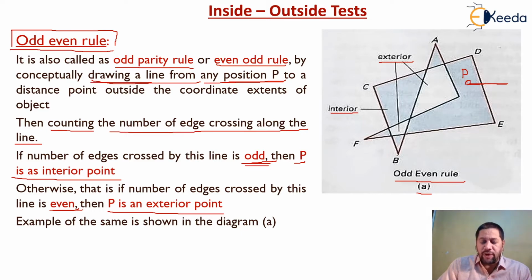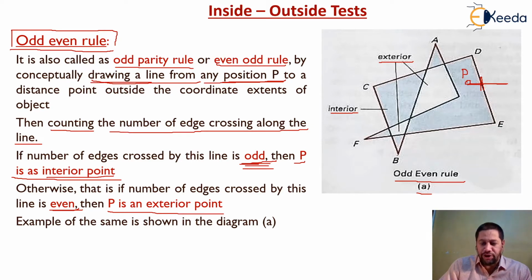Now what I have to find out is to count the number of edges crossing along the line. So along this line from P, how many edges is it crossing? It is going to cross one edge. This is my first edge which it is going to intersect. After that, is it crossing any edge? No. So the number of edges it is going to cross is one. If the number of edges crossed by this line is odd, because only one edge it is going to cross, then P is an interior position. So this complete area of P is interior.